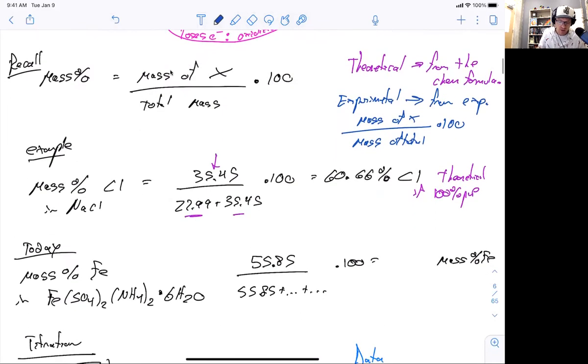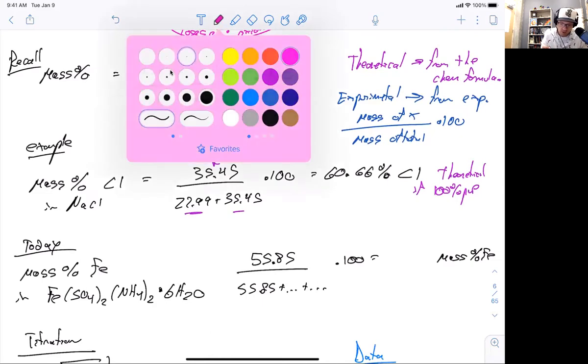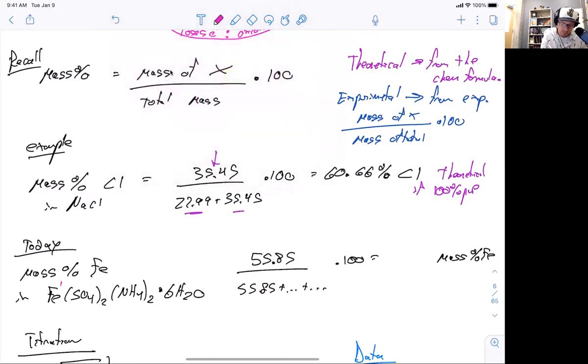So today you're going to try to find the mass percent of iron in this. It's called ferrous ammonium sulfate hexahydrate. It's a long, complicated name. I don't want to spend too much time on it, but this is a good way to keep the iron 2 ion stable in a solid, and then also have it dissolve up in water pretty easily.